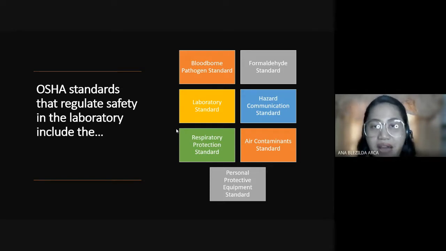We wear masks, 'di ba? Nagma-mask tayo inside the lab. That's number one. Okay? And then marami pang mga iba pang bagay. Also, formaldehyde standard, of course, hazard communication standard.